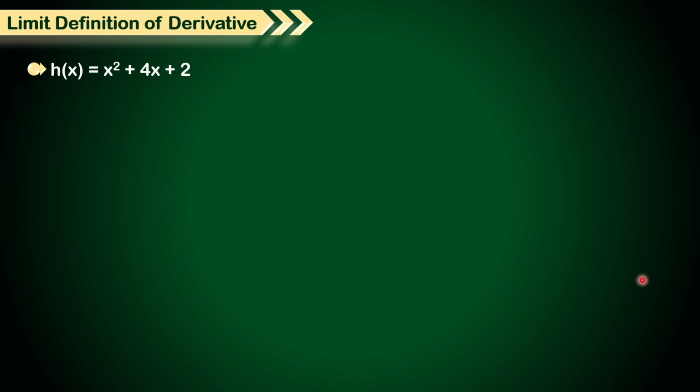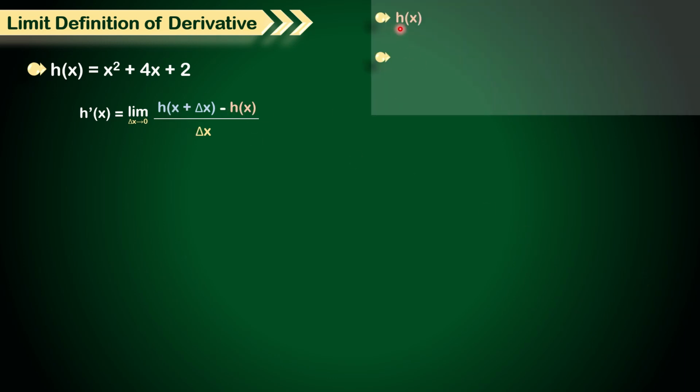I encourage you to pause this video and try to find the derivative of the function. To continue, the derivative is equal to the limit of h of x plus delta x minus h of x over delta x as delta x approaches 0. Find h of x and h of x plus delta x first. h of x is equal to x squared plus 4x plus 2.